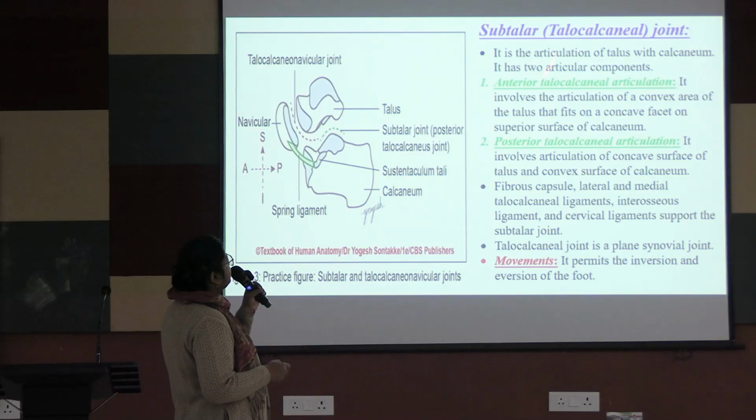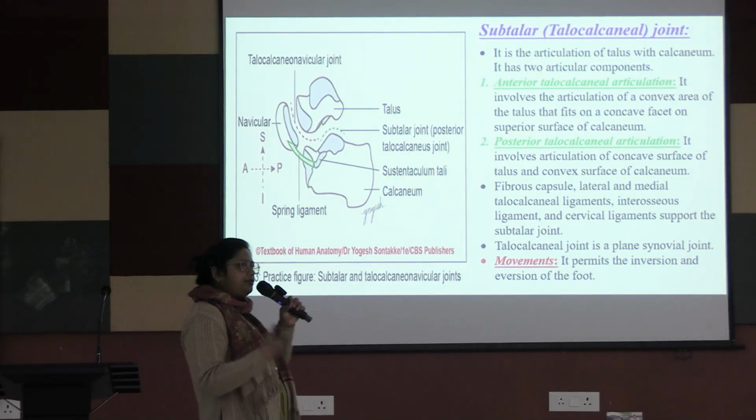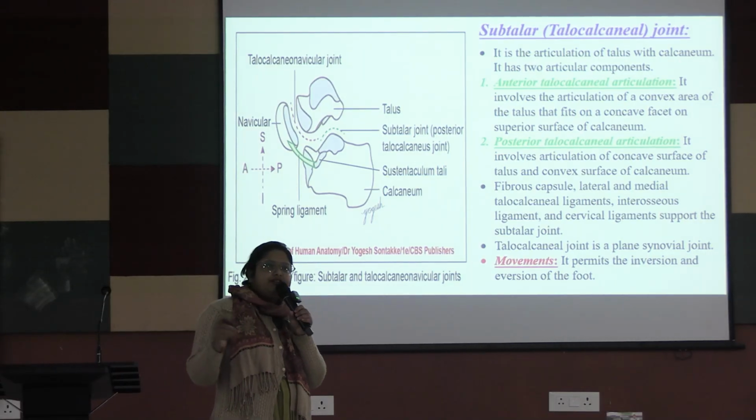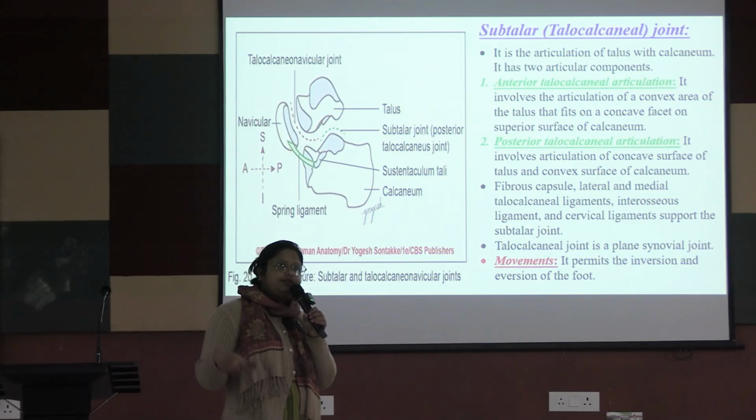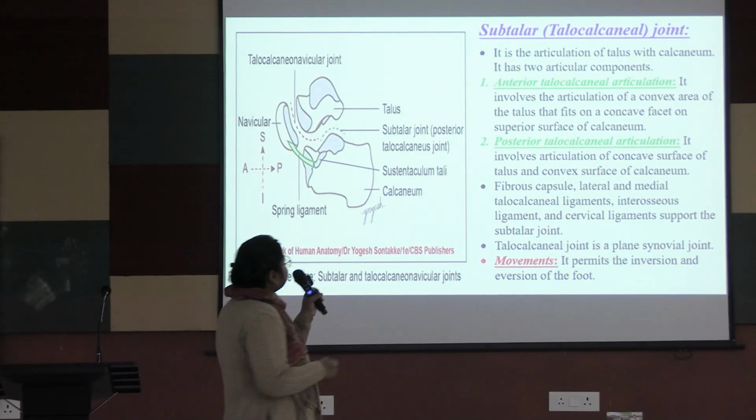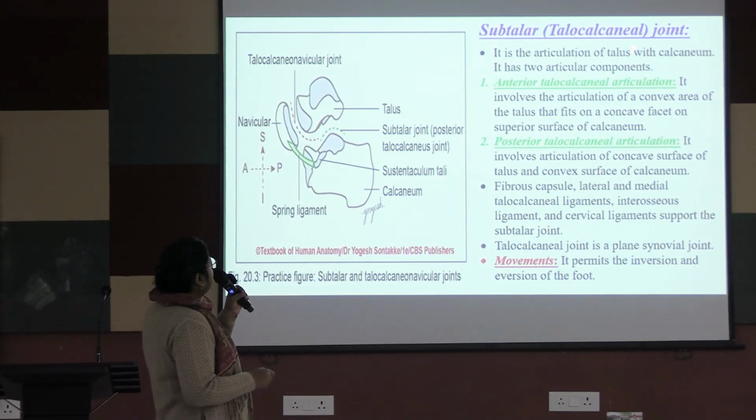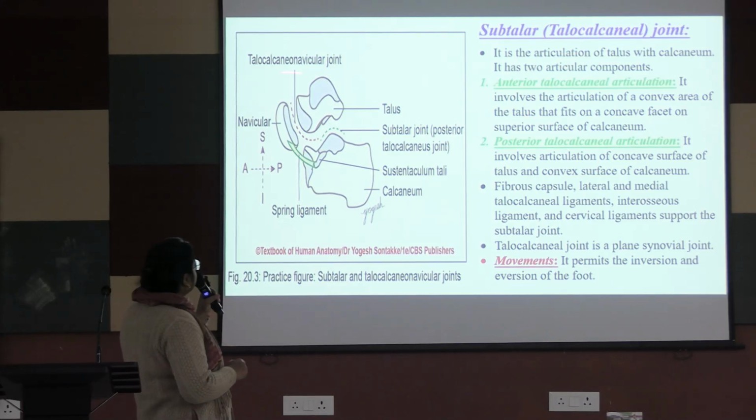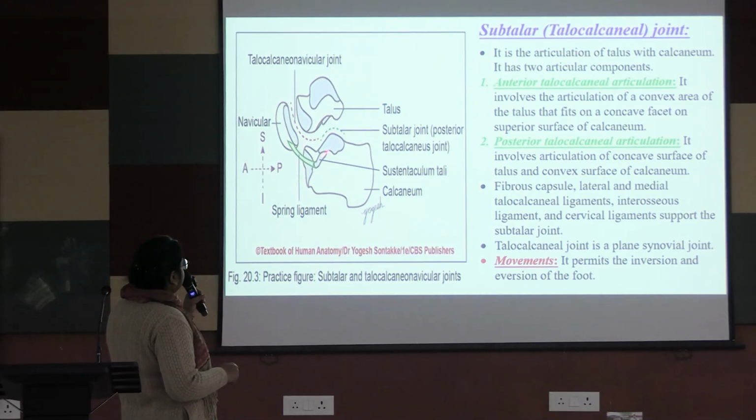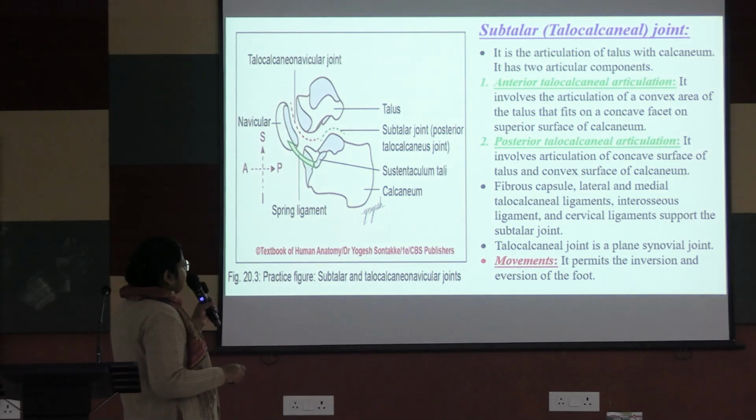So first we will discuss the subtalar joint. Very important joint. Inversion and eversion of the foot occur at this joint. The subtalar joint is also known as the talocalcaneal joint. See, this is the talus, this is the calcaneum, here is the navicular. So this is the subtalar joint, in between the talus and the calcaneum.